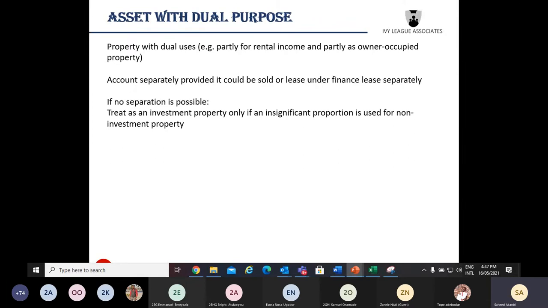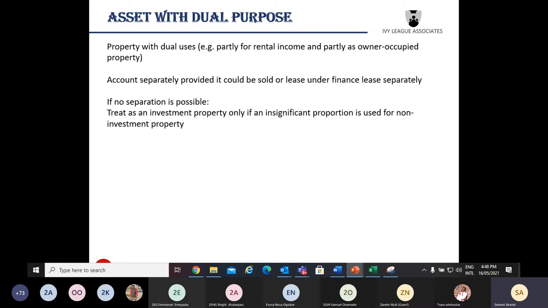Asset with dual purpose. What does it mean? I have a building I'm holding partly to earn rental income and partly for owner occupation. What do I need to do? The standard requires that I should account for each of the components separately when separation is possible. The question is, at what point will separation become possible? Separation becomes possible if the portion that is being held for rent can be sold in a separate transaction without affecting the entire building. In that case, I need to account for each of the components separately. The portion held to earn rental income becomes an investment property, and the other portion becomes property, plant, and equipment. That means even though it's a single building, two accounting standards apply to each component of the building.